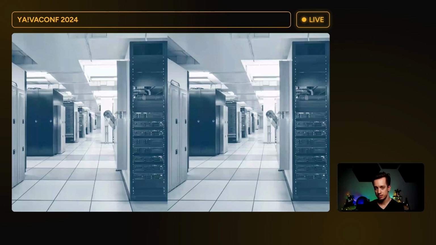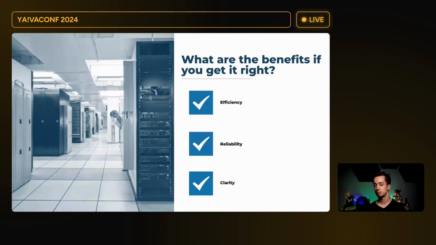And if you do it right, you get the efficiency, because instead of solving the same problem 10 times, you move this solution to the platform side, and it's supported in a centralized way. You get the reliability, because suddenly you can give up on certain defensive aspects of designing stuff if you have, for example, data quality built into the data contract of the product that you're using. And also, clarity is a major benefit.